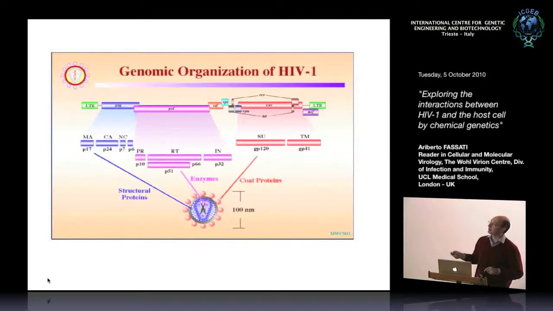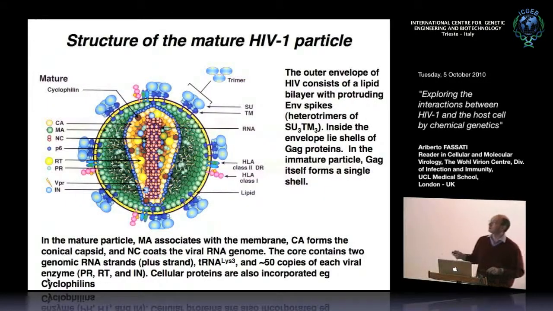And these are translated into, we'll concentrate a little bit on capsid later, or P24, and also enzymes like reverse transcriptase and integrase, which is essential to integrate this genome into the host chromatin. And then you also have these envelope proteins, SU and TM, and we'll see what they do later. So this is more or less the structure, a simplified, schematized structure of how HIV looks like.